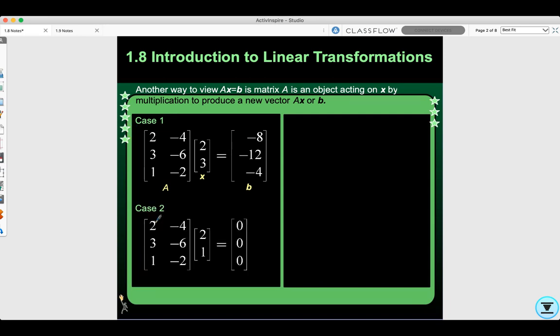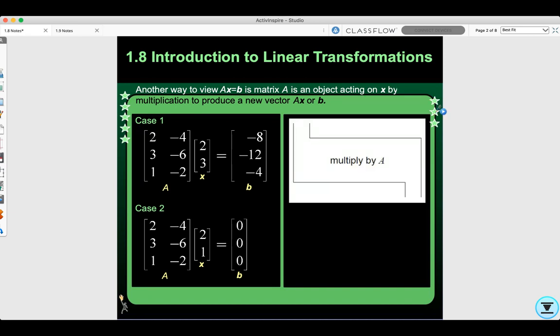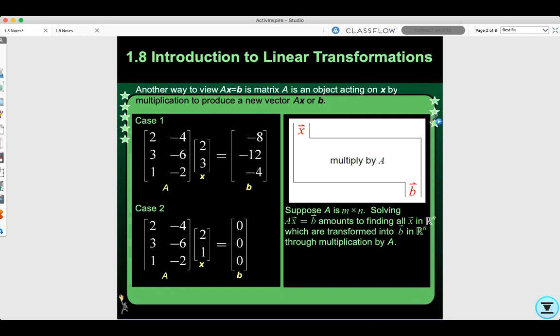Case 2 would be when I have A here, X, and then B. Okay, so those are two cases that we would have. And what happens is we take our vector X, it's multiplied by A, and produces vector B. Suppose A is an m by n matrix. Solving AX equals B amounts to finding all X in Rn which are transformed into B in Rm through multiplication by A.